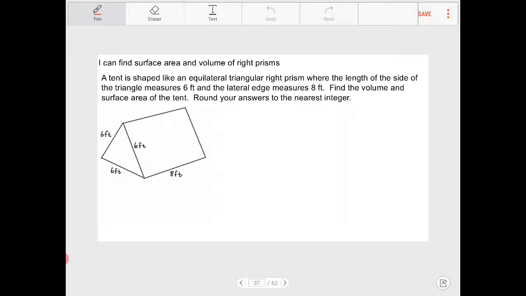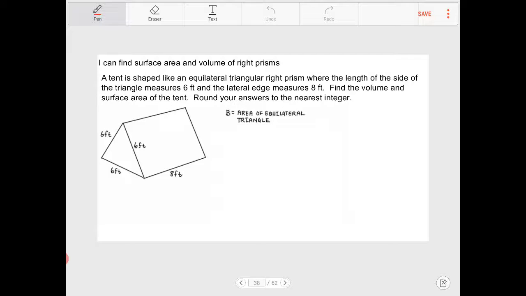All right, let's try to do some actual practice problems, shall we? A tent is shaped like an equilateral triangular prism where the length of the side of the triangle measures 6 feet and the lateral edge measures 8. Find the volume and surface area of the tent. Round your answers to the nearest integer. So what are we to do? Pause the video to see if you can figure this out. We need to find the volume and surface area. Hopefully you had some time to think about this, so let's talk about it.